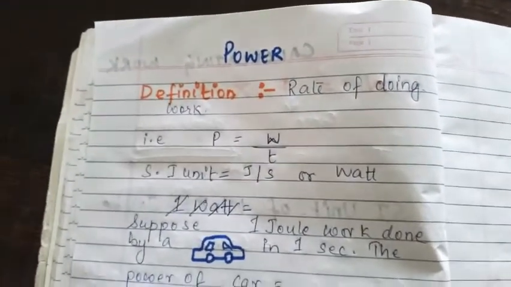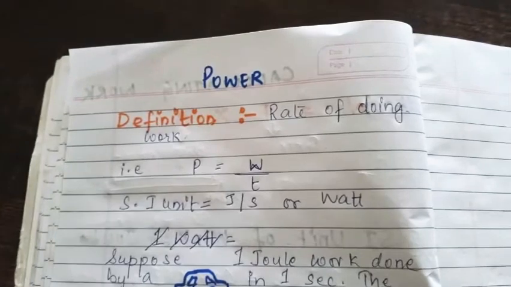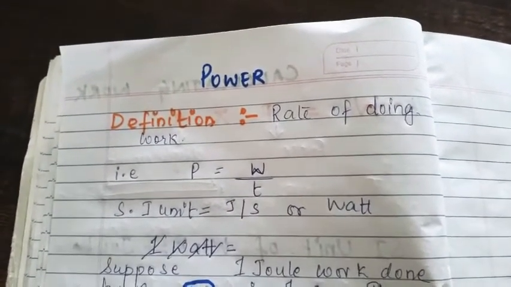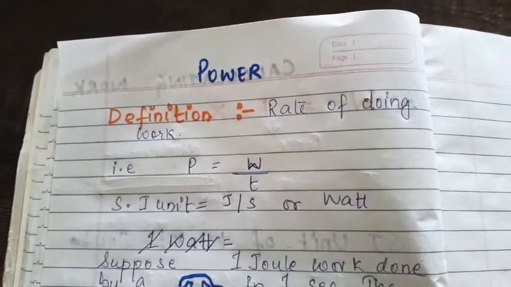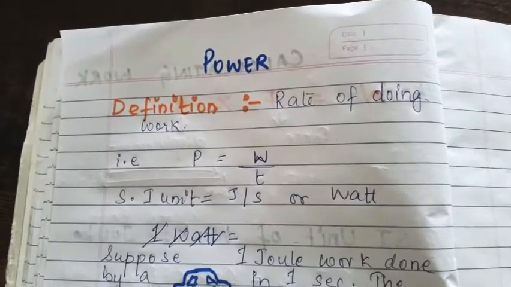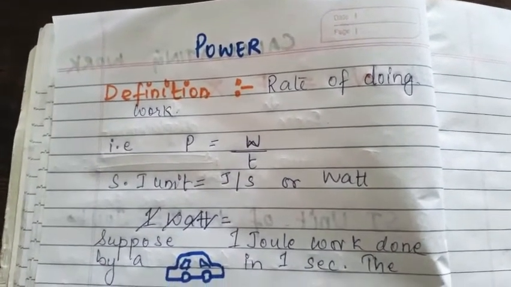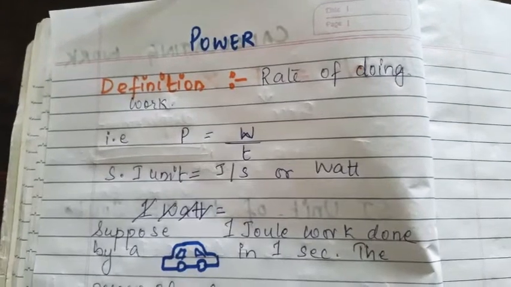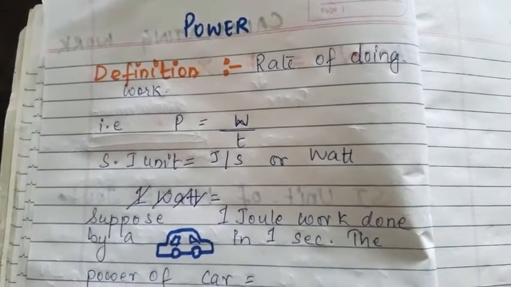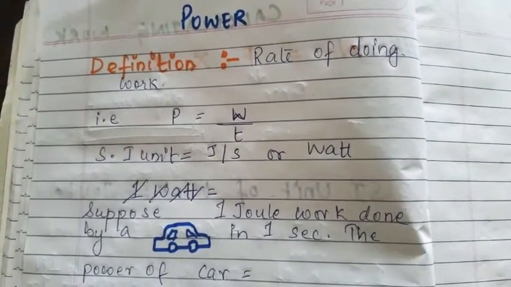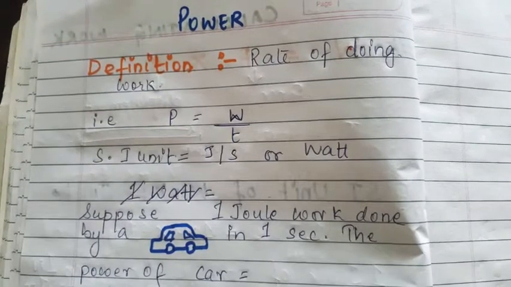Our next topic is power. What is power? The definition of power is: the rate of doing work is known as power. Rate means time. So how much work can be done in how much time? That is known as power.